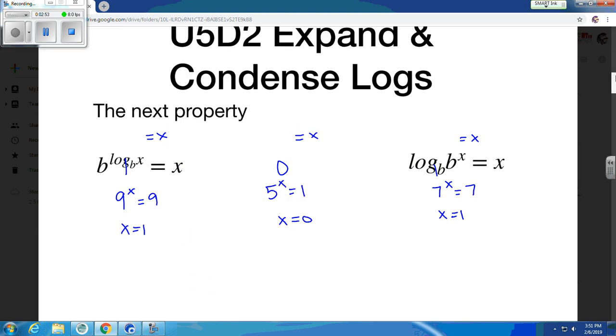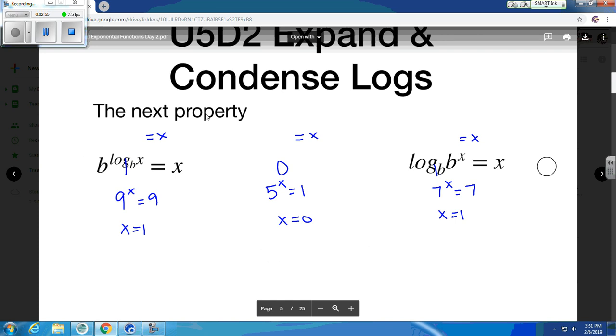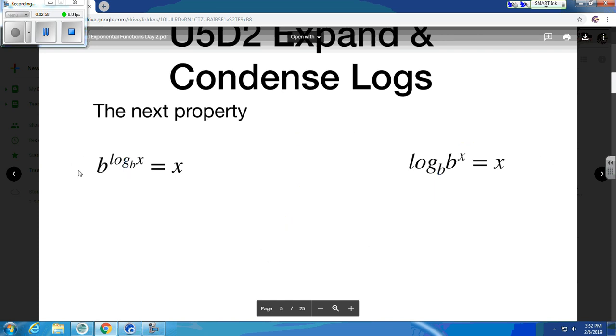For our next property, we have base b raised to the log base b of x power is equal to x. Now, proving these two properties is a little bit more in-depth than what you really want to get into at this point. So the main thing to remember is that when you have a base and its exponent is a log with the same base, they're going to basically cancel out and we end up with the exponent as our answer.